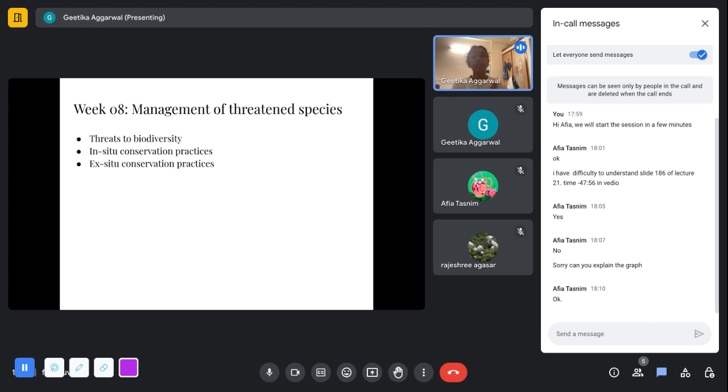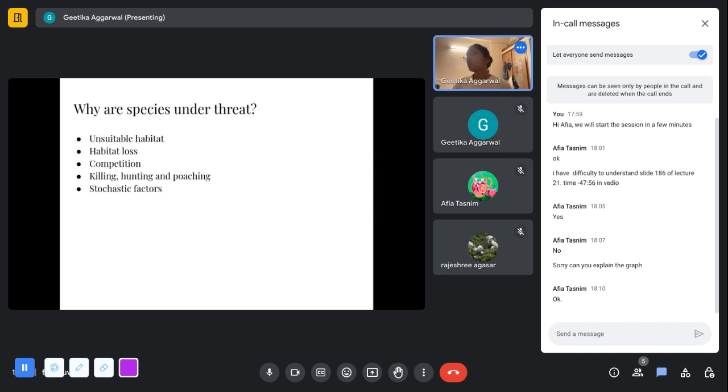And in the lectures, we discussed what are the various threats that are faced by the species out there, the wildlife, may it be plants or animals or anything. And we talked about in situ conservation practices, and we also discussed some ex situ conservation practices. So, this is going to be an overview and a summary of the week. So, why are species under threat?